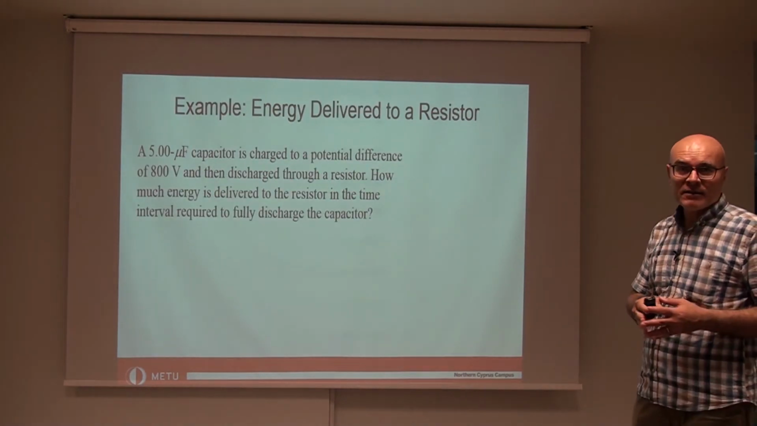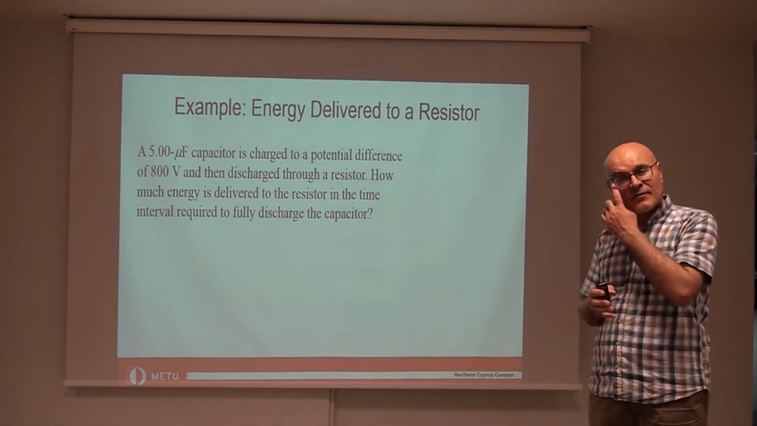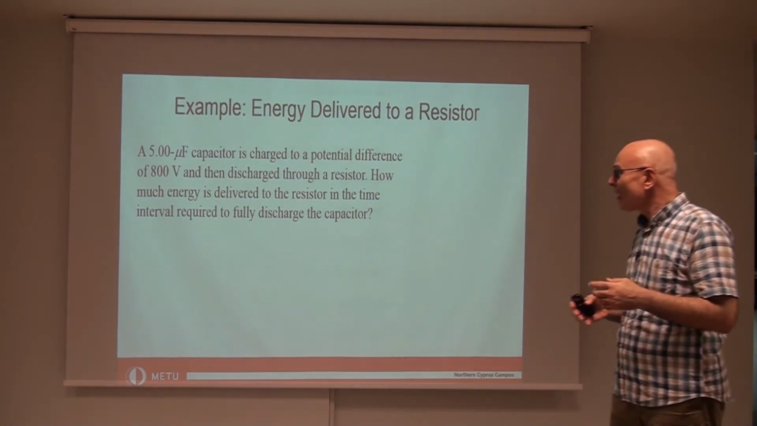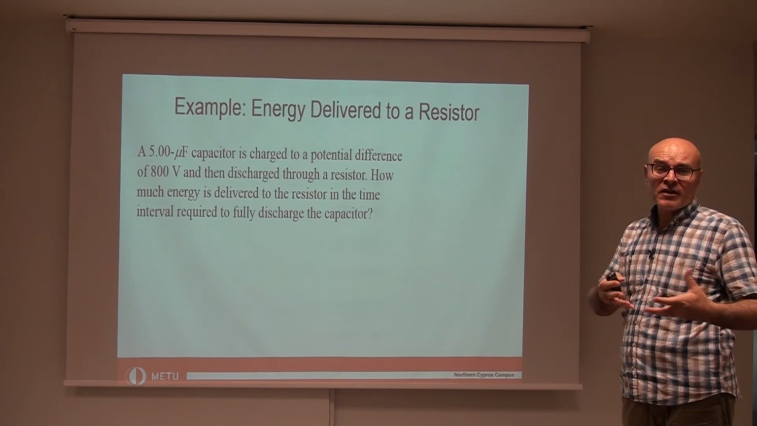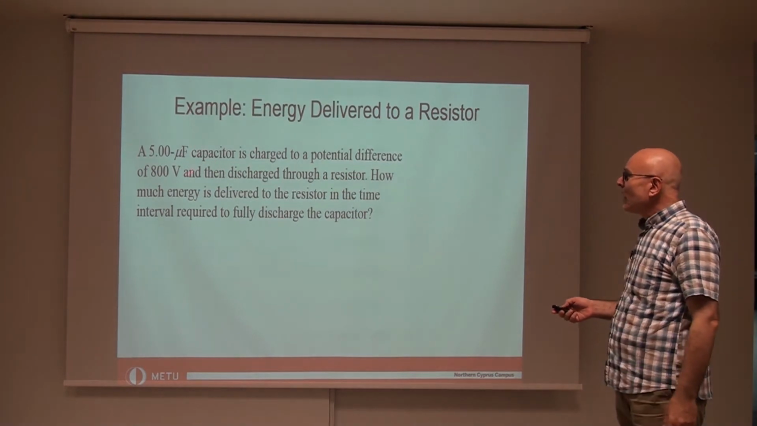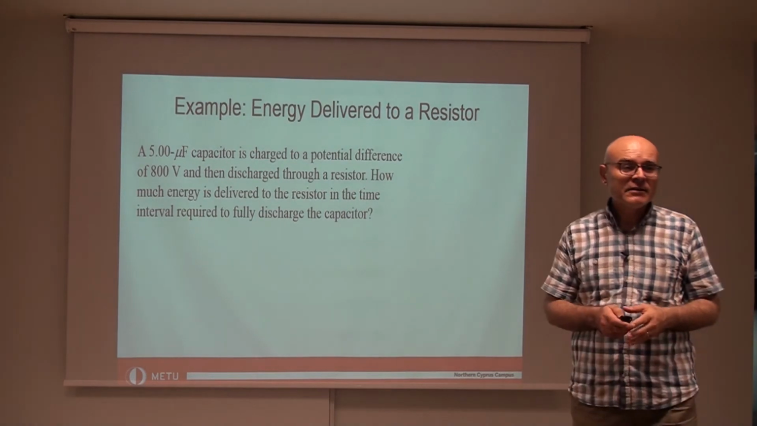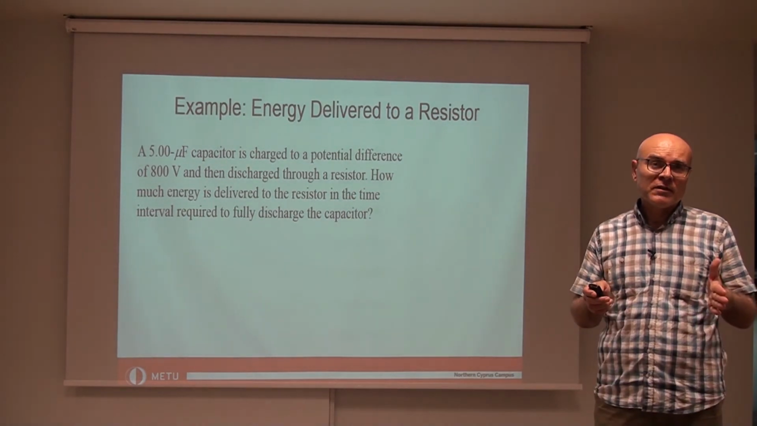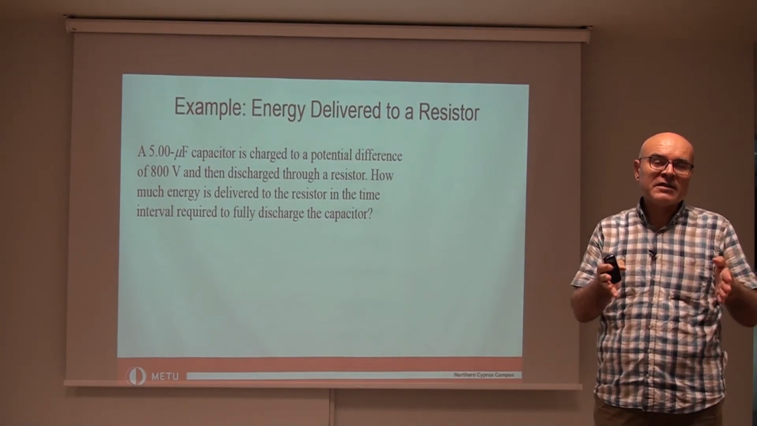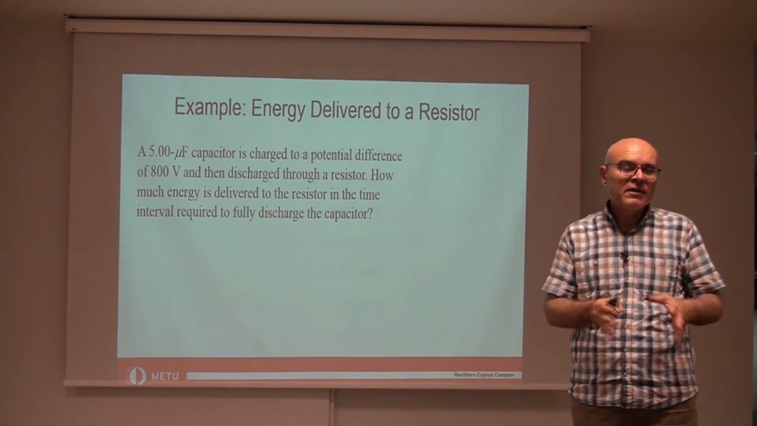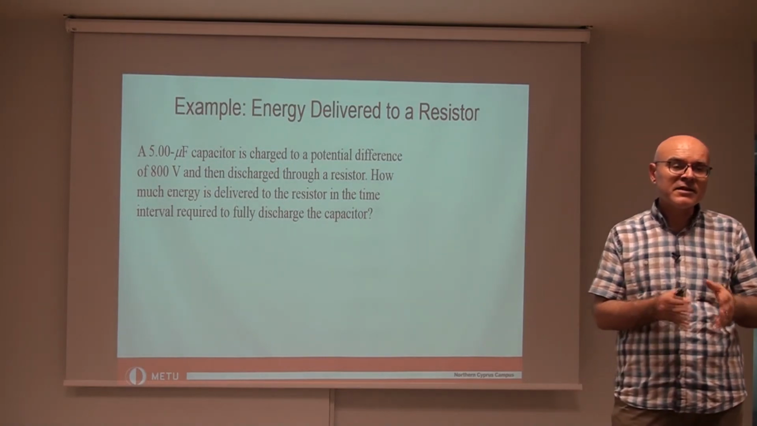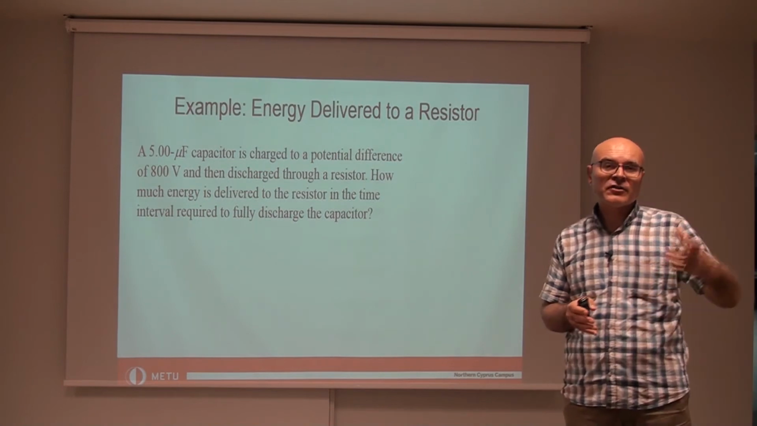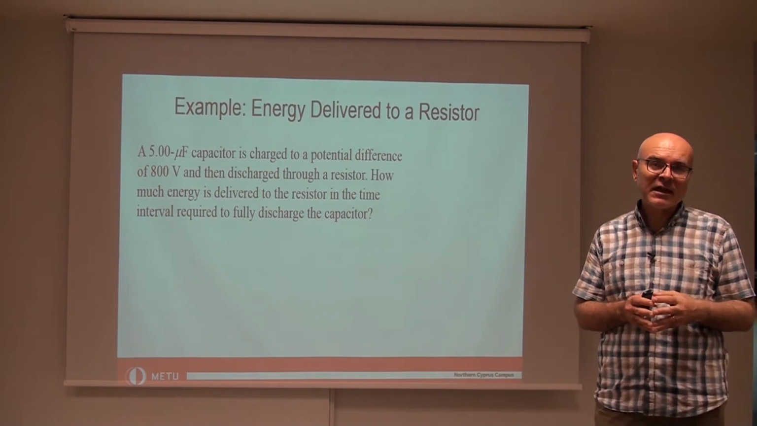Now, a final example. This is a very constructive example. It's about the energy delivered to a resistor when a capacitor is discharging through a resistor. We have a 5 microfarad capacitor, and this is charged to a potential of 800 volts. So after it's fully charged, the potential difference across its terminals or its plates is 800 volts. And then you start discharging it across a resistor.